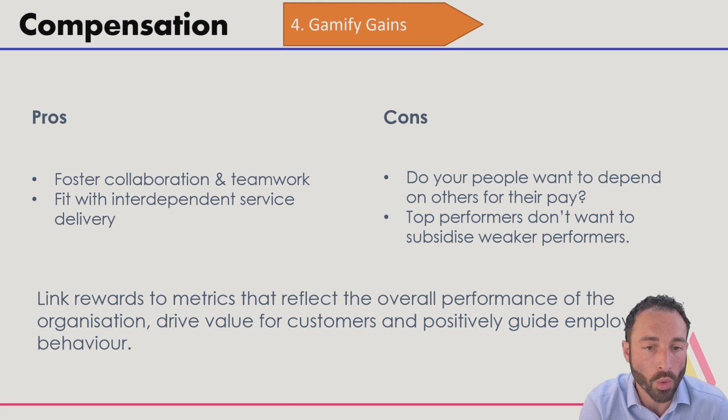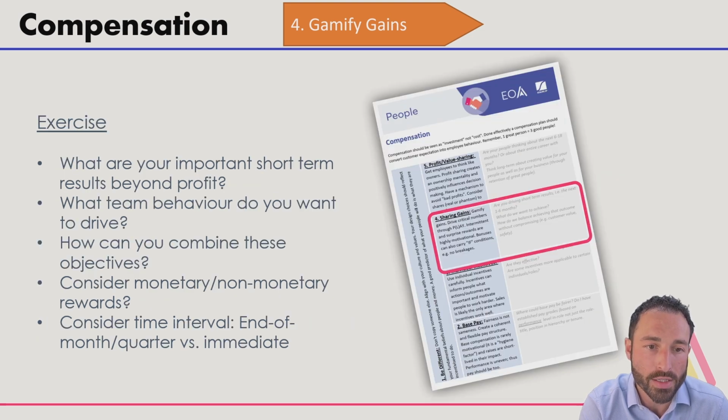Work it backwards from what customers expect and develop a scheme here that influences behavior in line with what customers expect. So the fourth exercise here is to think about what's important beyond just profit in terms of short-term results for the business. So particularly think about value for customers, project completion, success, customer happiness, etc. And what team behavior you're wanting to drive. How can you put these together? Consider both monetary and non-monetary elements. Both are very important. And think about the time interval as well. Sometimes these will work better when they are spread out.